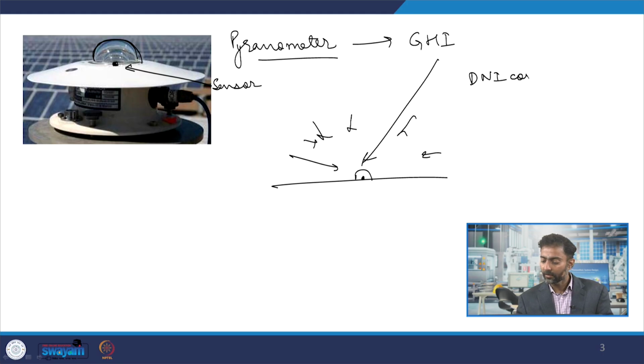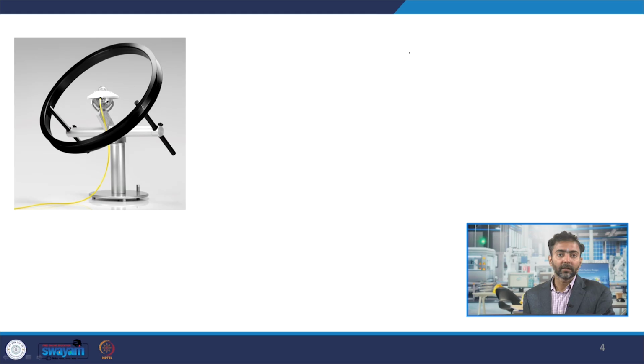So DNI cos theta z plus DHI, the entire thing it will be able to capture as the sun moves across the sky, because it is just sitting at one place. So it is just capturing the GHI throughout the day. So an unshaded pyranometer, open pyranometer, can be used for GHI measurement, relatively simpler. And then the third one is this one. This is again a pyranometer, but there is a twist to it.